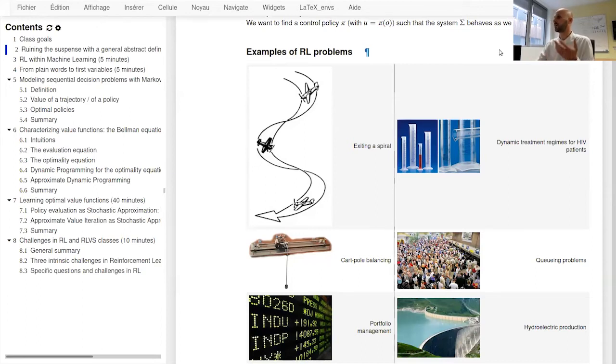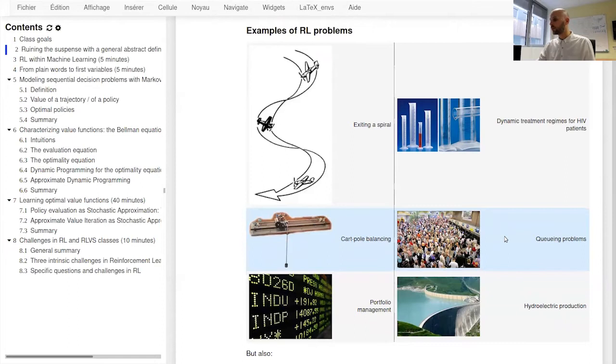This is also a system that evolves over several time steps, just as the plane was. Balancing a pole that is hanging from a cart where only the cart is actuated and trying to swing the pole upwards is also a system that falls into this category. And then queuing problems where you open welcome desks or you close them in airports so as to control the congestion is also a similar kind of problem. Portfolio management in finance also falls into that category.